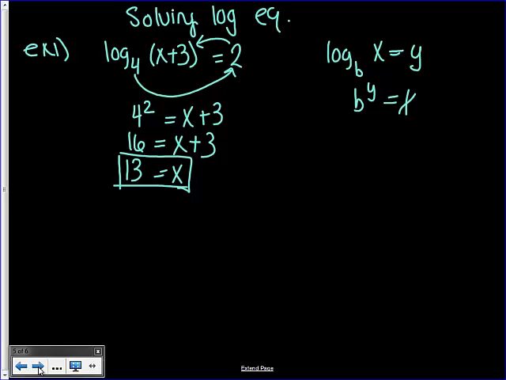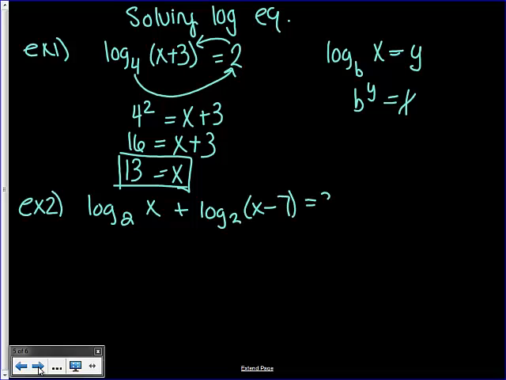So if I give you another example, call this example 2. Alright. Okay, let's not do that one. Let's do log 2x plus log 2x minus 7 equals 3. Well, addition becomes what? Multiplication. So now I have log 2 of x times x minus 7 equals 3.